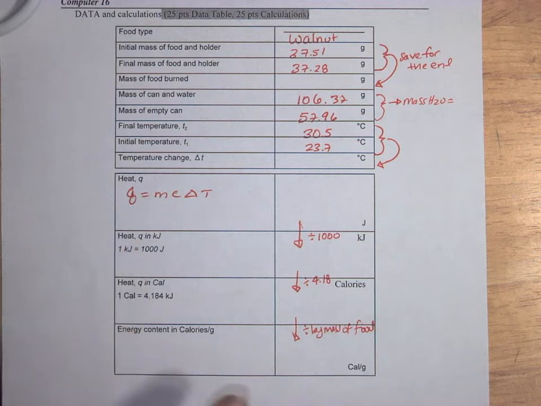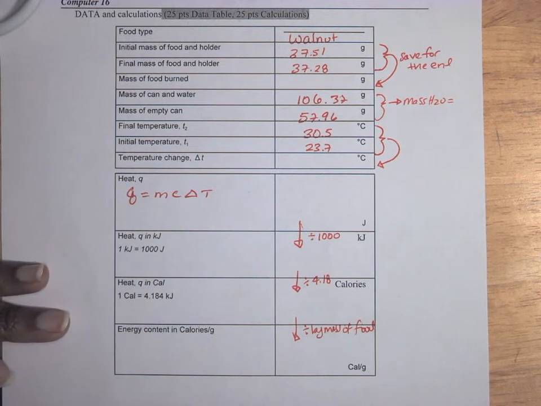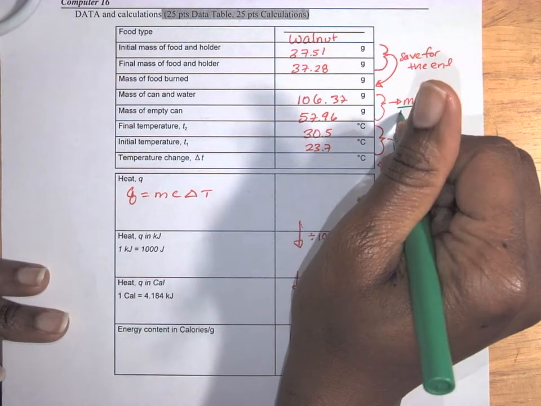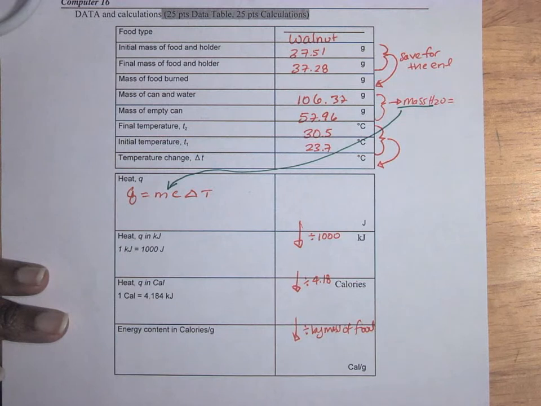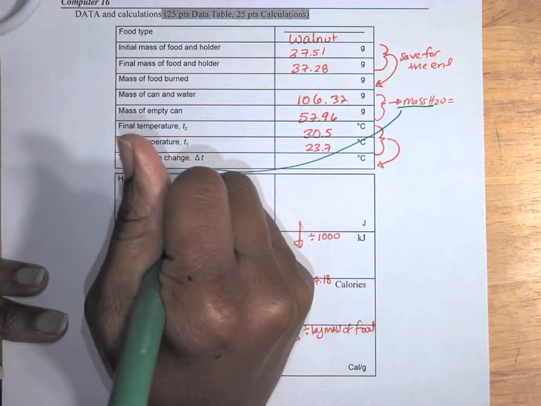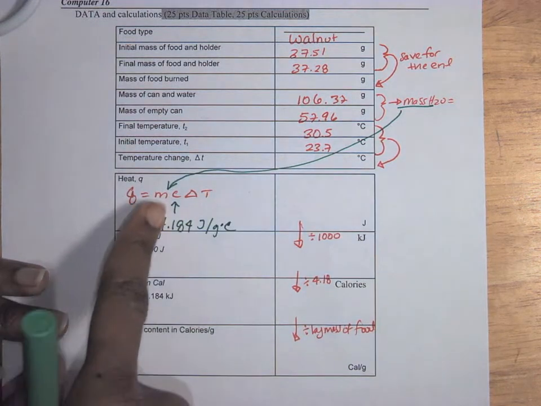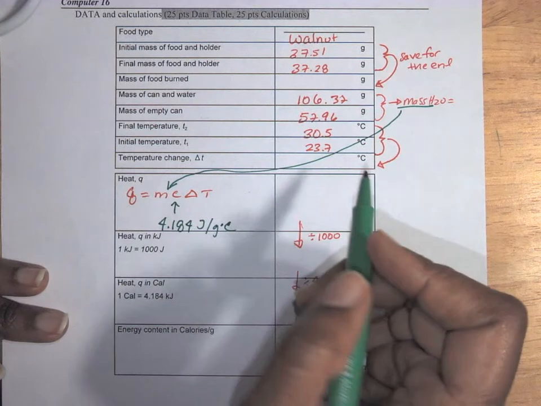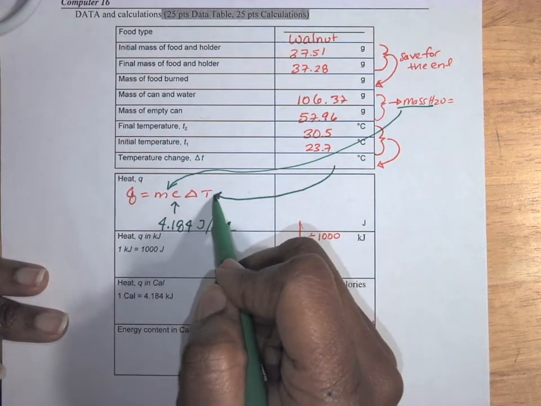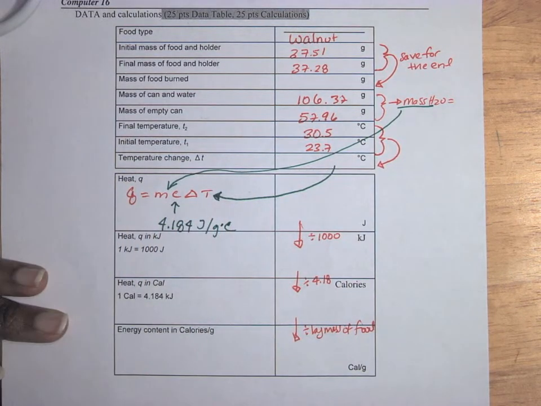All right, so now the next calculation is to get the heat. You're measuring the heat absorbed by the water. So all of these values should come from water. The mass of water that you got here is going to go in for your mass. You're not using the mass of food here, you're using the mass of water. Your specific heat of water, remember, is 4.184 joules per gram degrees Celsius. So that goes there, and your delta T you get from there. So you're going to plug these values into your Q equals m c delta T, and you're going to get the heat absorbed by the water. Now the heat absorbed by the water is equal to the heat lost by your food.